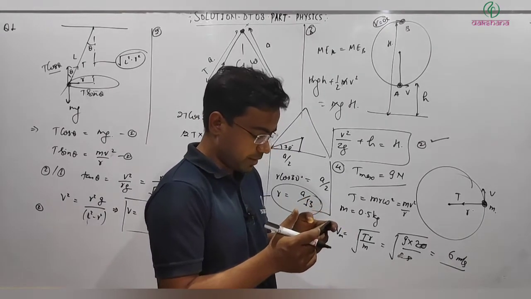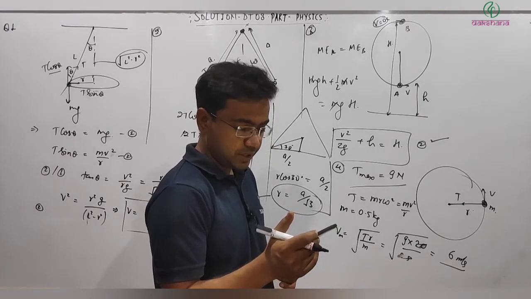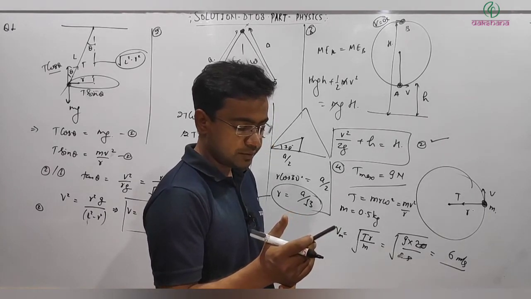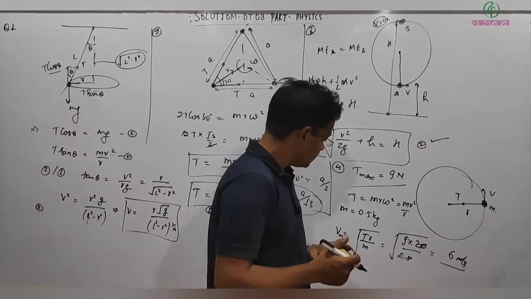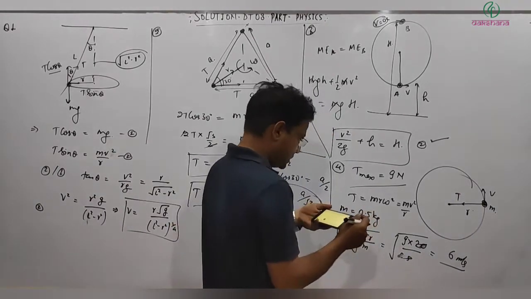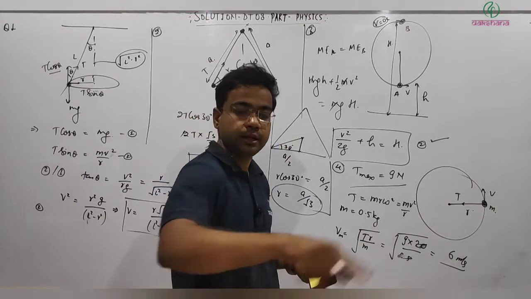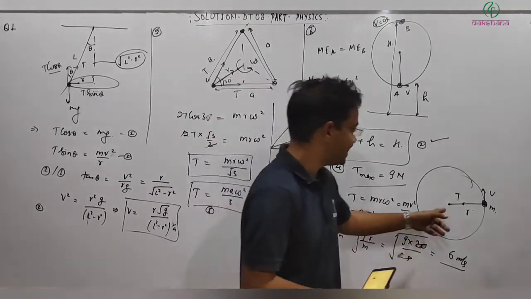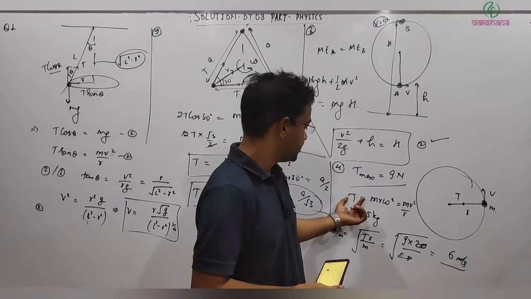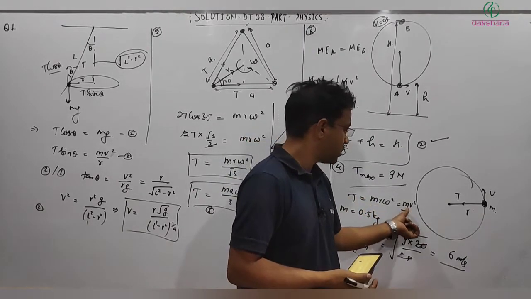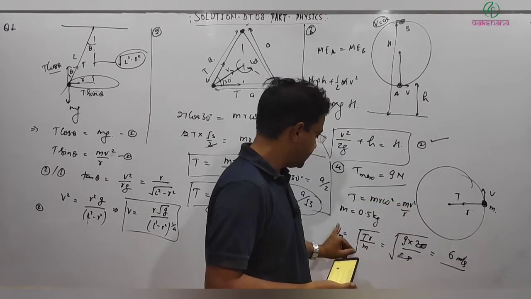A stone of 0.5 kg is attached to a string of length 2 meter and wheeled in a horizontal circle. If the string can withstand a tension of 9 Newton, the maximum velocity with which the stone can be wheeled, so T max is given as 9 Newton. It's rotated in a horizontal circle, so that is the condition. Actually the tension will be providing the required centripetal force. Then you can write T is equal to m r omega square or m v square by r. Just rearranging it, T into R divided by M will be V square, and then root over that.